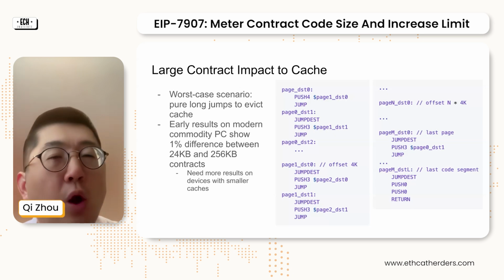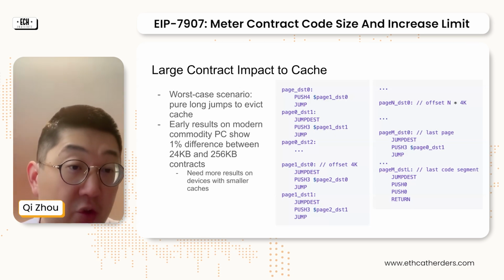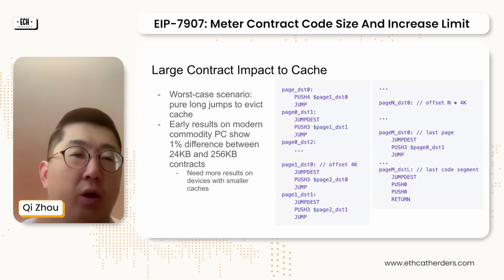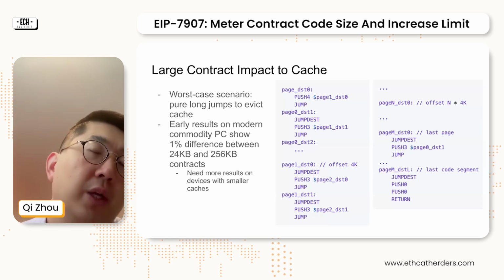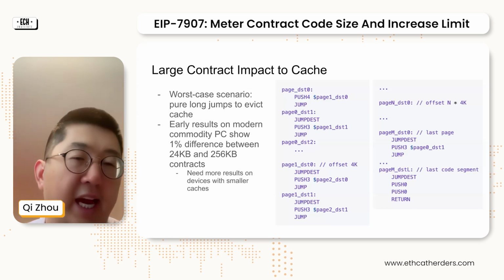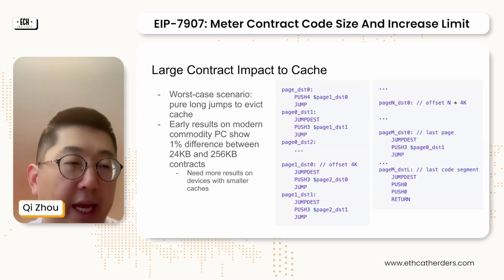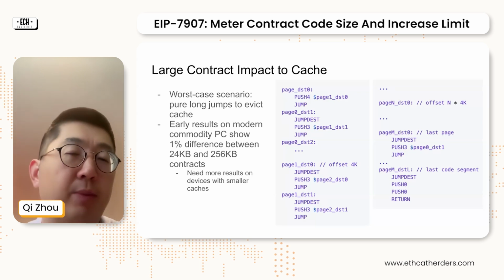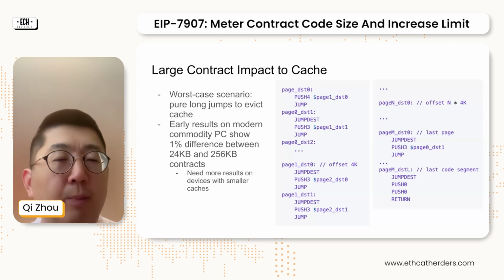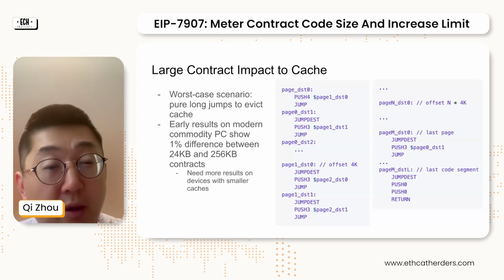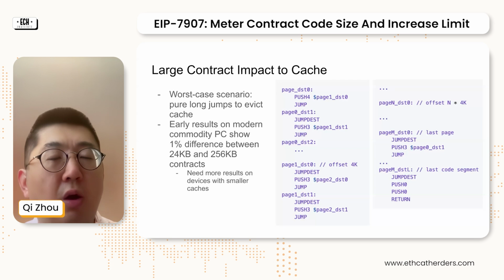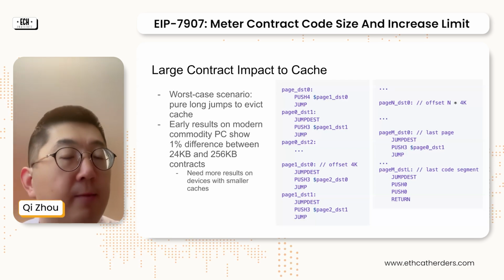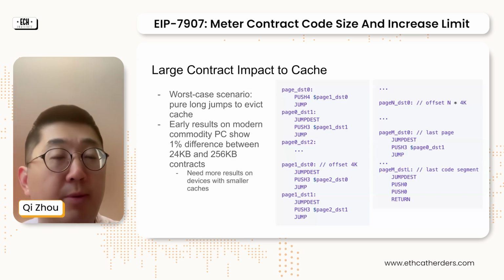Basically, the worst case scenario we want to investigate is a contract that has pure long jumps to different locations of code, so that it tries to evict the cache and creates additional cache cost when we call the contract, compared to smaller ones. Because small contracts can mostly be put into the cache, we don't have this concern. But when the code is large or super large, the cache effect will kick in and affect the performance.